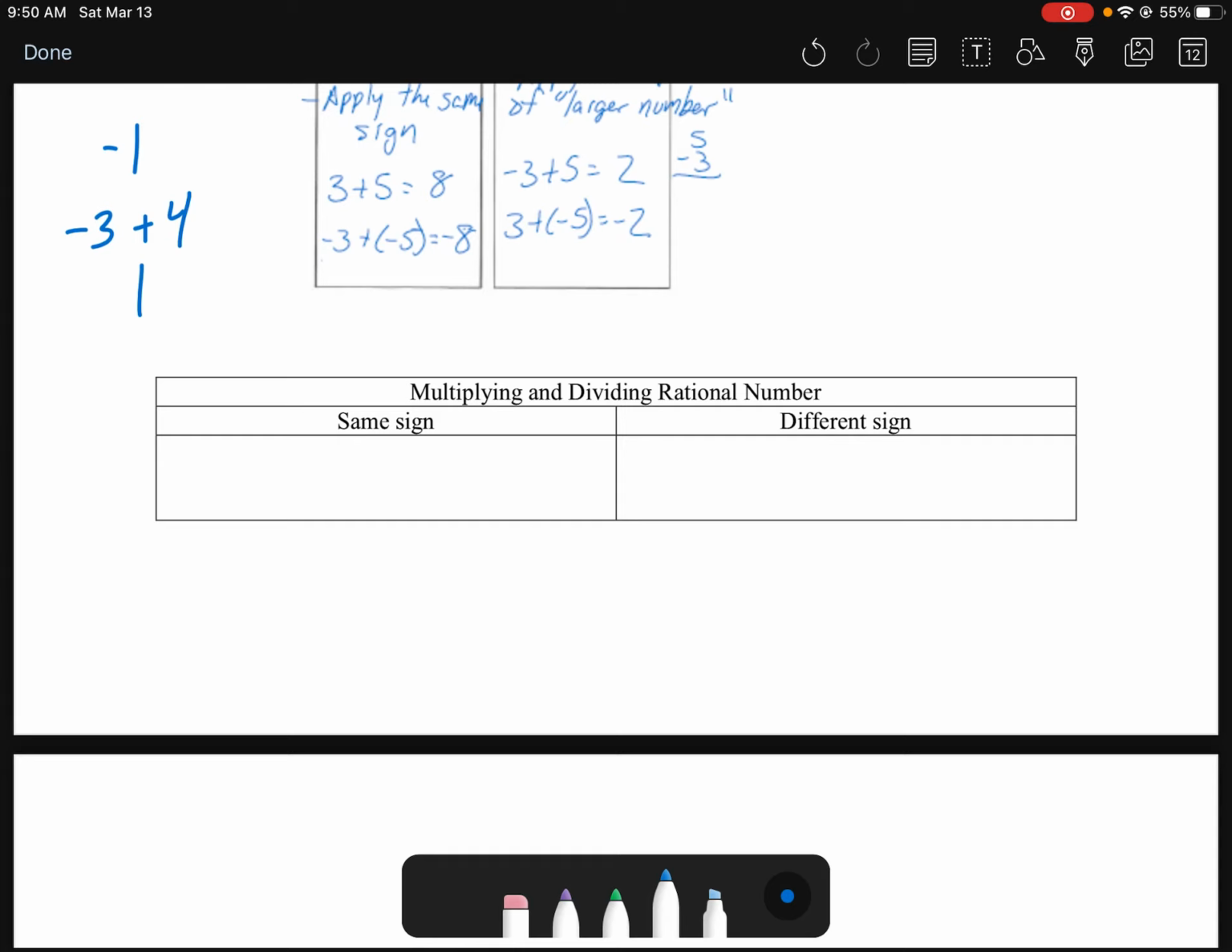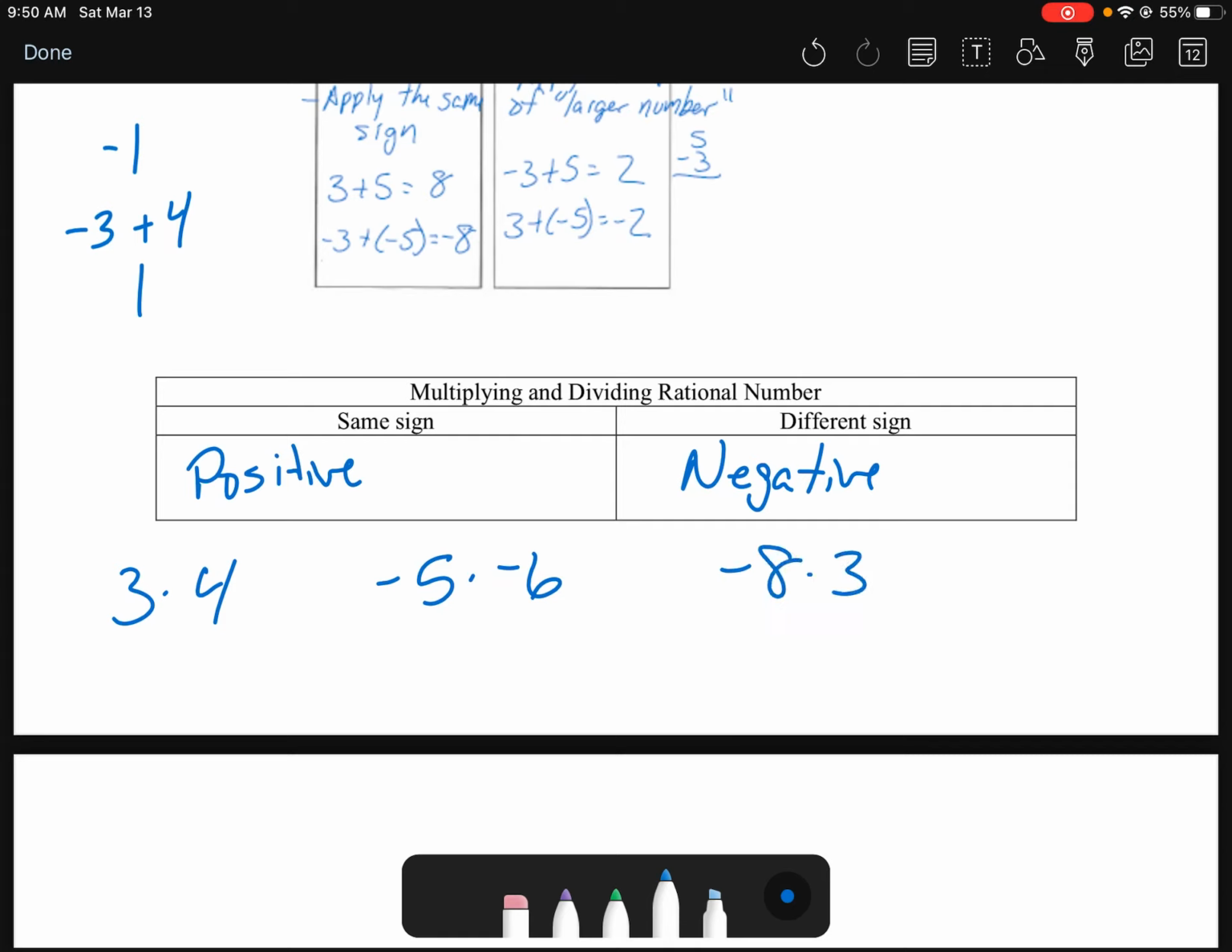When multiplying and dividing my rational numbers, if I have the same sign, my answer is going to be positive. So these would be situations when I have 3 times 4 or negative 5 times negative 6. No matter what, my answer will always be positive. If I have different signs, my answer is going to be negative. So if I have negative 8 times 3, or 4 times negative 9, those answers will always be negative.